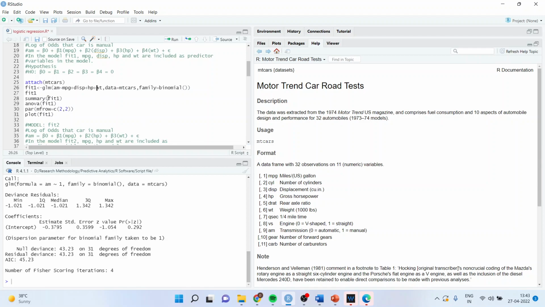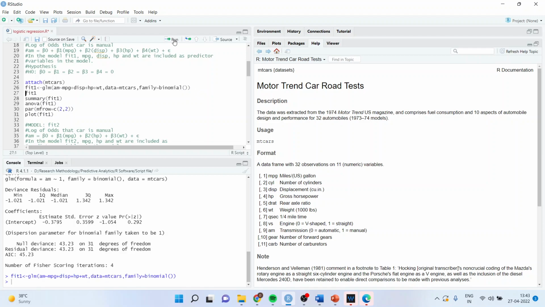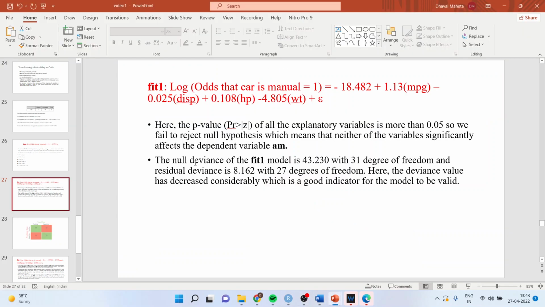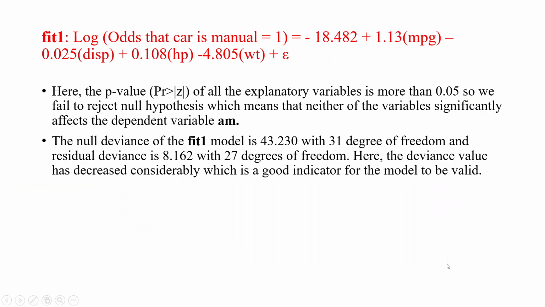I am running the model fit1, GLM model: AM tilde MPG plus displacement plus horsepower plus weight. Family is binomial. Run. And I have got some estimates. This is for constant, MPG 1.13 times MPG, displacement is minus 0.0 into displacement, HP is 0.108 into HP, minus 4.805 into weight. So I have got this model, the first model.